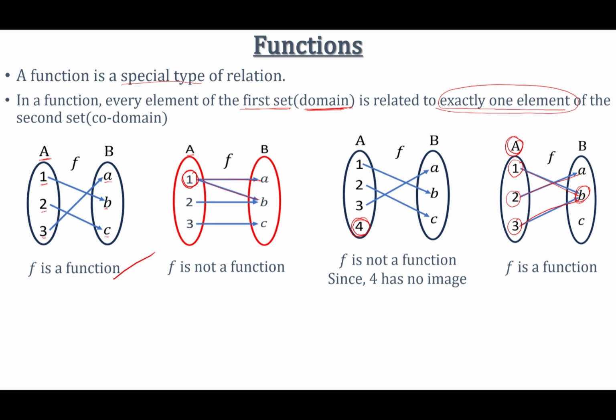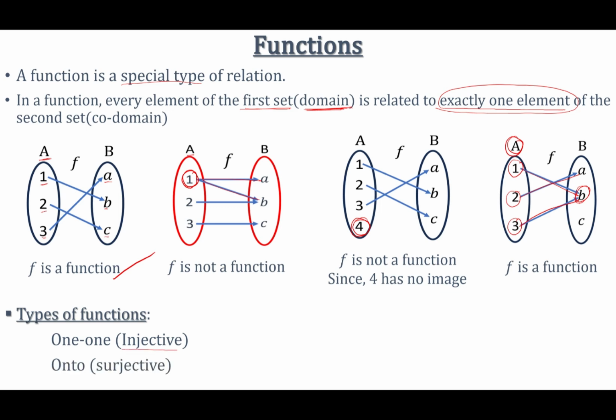Let us talk about types of functions. In our syllabus, there are only two types. The first type is the 1-1 function, also called injective. The second one is the onto function, also called surjective. And both of them together is called bijective. What is a 1-1 function? Injective function.